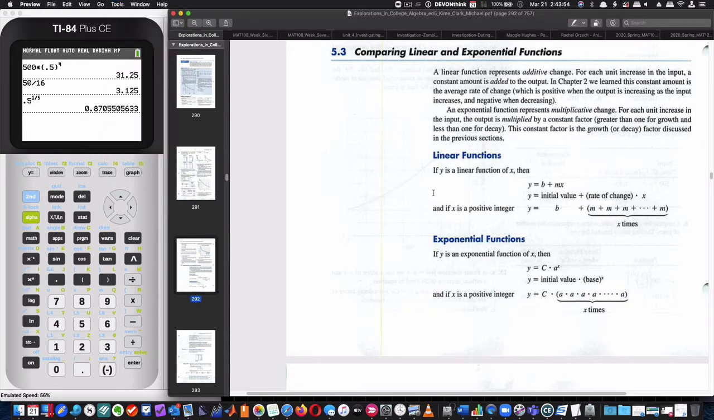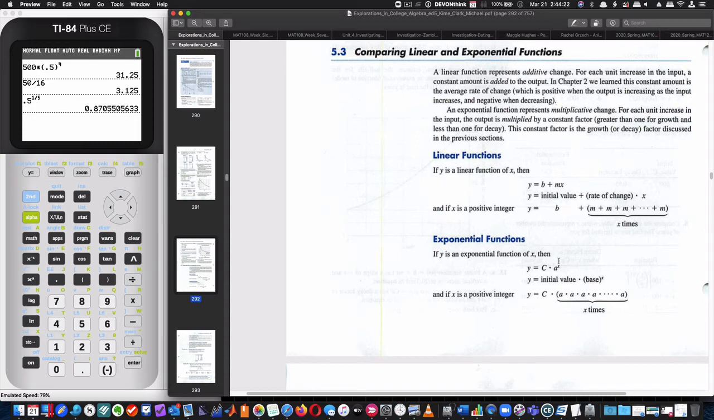All right, so this section is comparing linear and exponential functions. But we already did a little bit of that when I introduced the exponential functions. Remember that linear functions are repeated addition. So I'm going to add that slope value however many times the value of x. So if x is 25, I'm going to take 25 and multiply it times m. Why? Because multiplication is repeated addition. So linear functions are repeated addition.